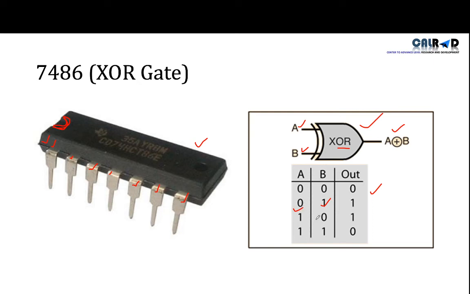Like here, it's 1 0, so the output is 1, and here also 1. Here both inputs are the same, so the output is not 1. And here both inputs are the same, so the output is not 1. So this is the working of the XOR gate: the inputs should be different. On similar inputs, the output will be 0.